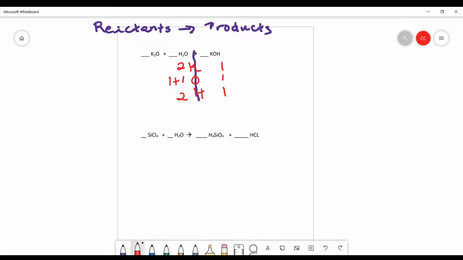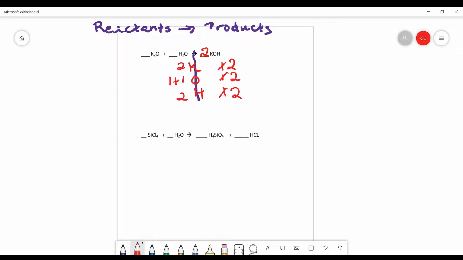So what we need to do is, what can we multiply 1 times to get to 2 for our potassium? And that would be 2. So we're going to put a 2 in the blank. This 2 tells me I have 2 potassium hydroxides. So now I have 2 potassium, I have 2 oxygen, and I have 2 hydrogen. Therefore, now I am balanced.